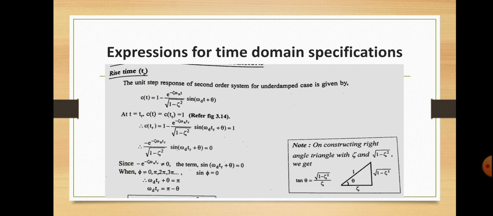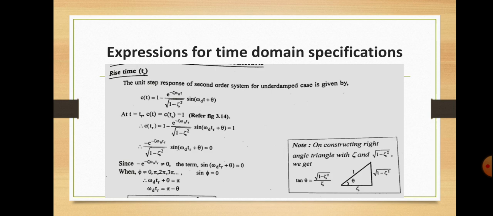Next, we will go to the expressions for these time domain specifications. First, we will derive the expression for rise time, that is Tr. For that, we are taking the underdamped response of the second order system, which you have studied in the previous sessions.